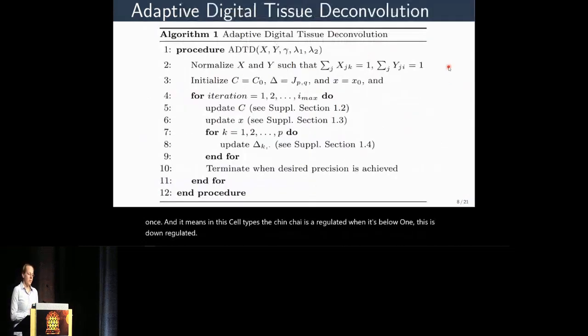This is our algorithm. We start with the reference profile and bulk profiles, and then we update the cellular composition, we update the hidden background profile, and then we update the regularization matrix for every gene until we have our desired precision achieved.